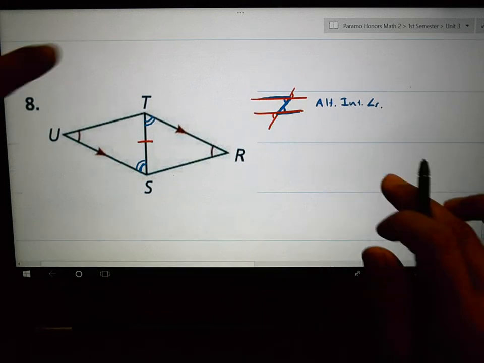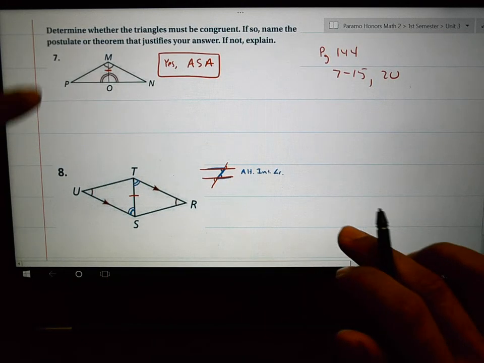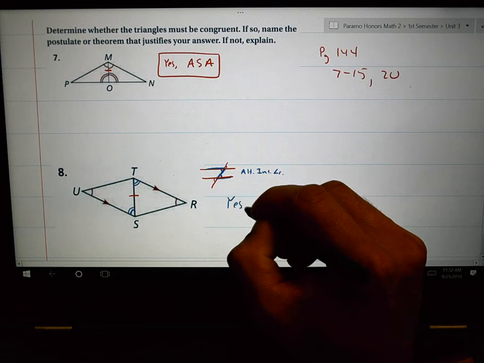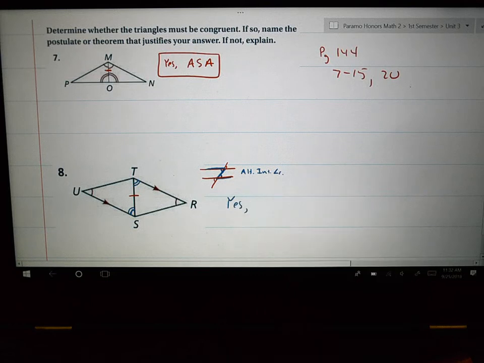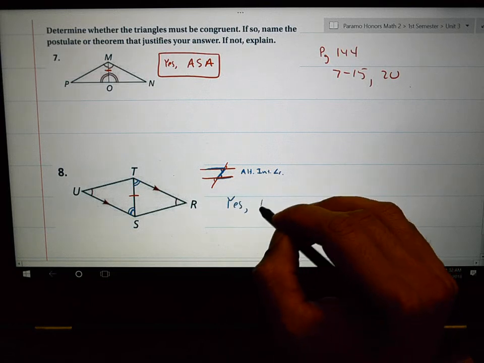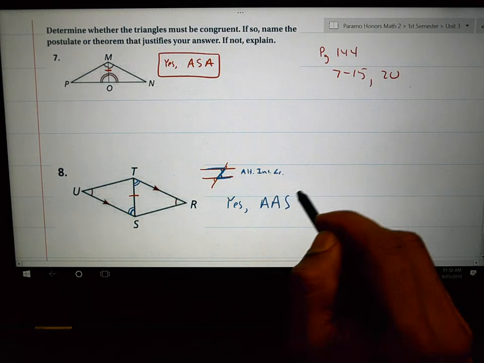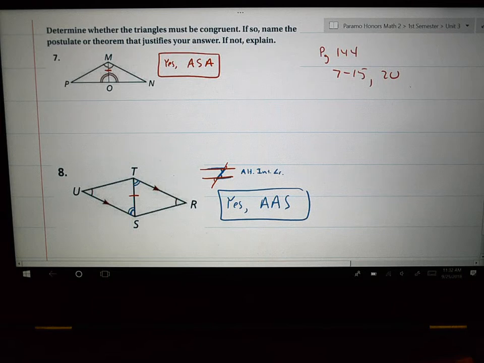Now let's answer the question that was up here above number 7. Are the triangles, must they be congruent? Which postulate or theorem justifies the answer? AAS is the correct answer.